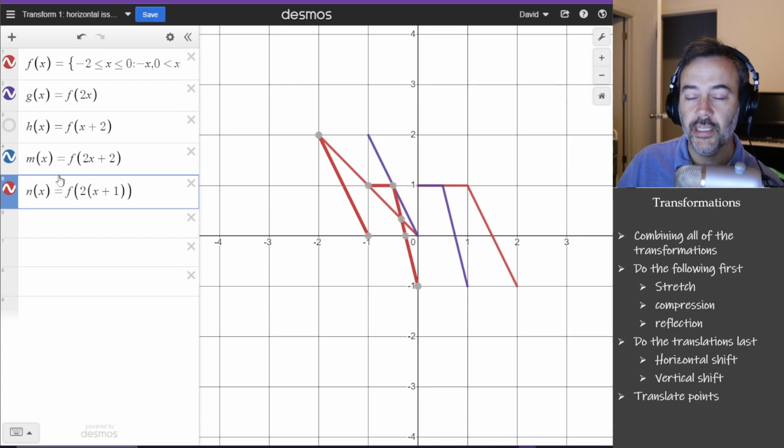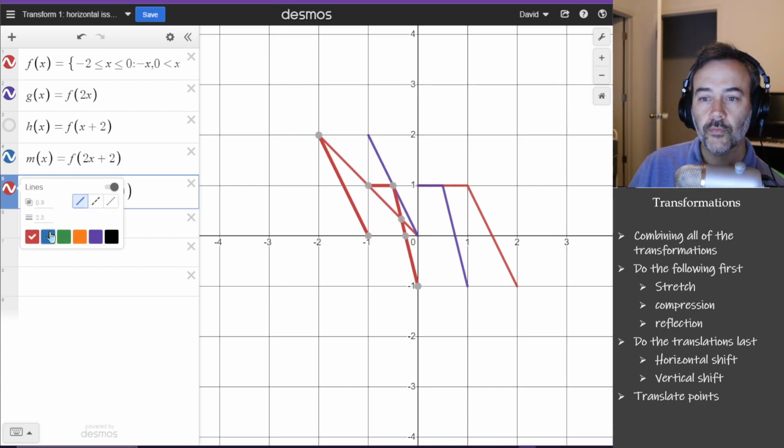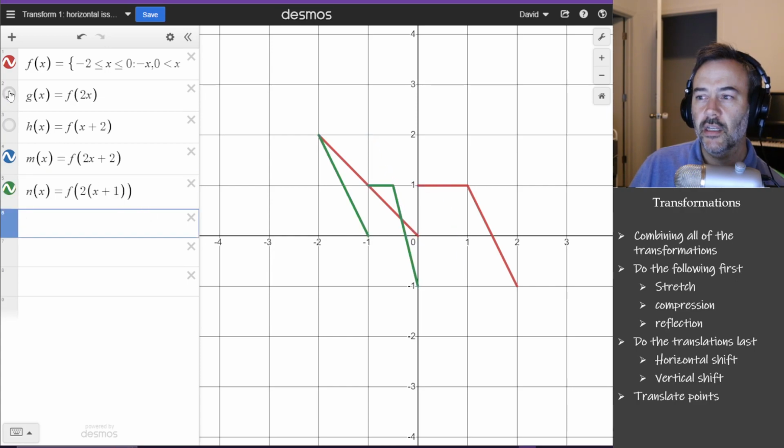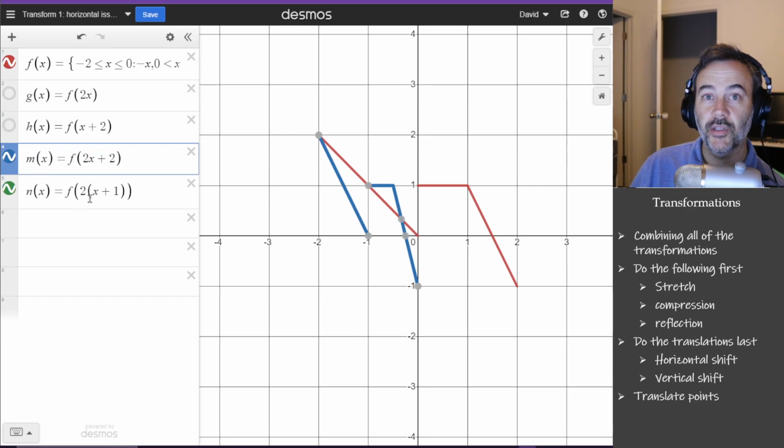And what you will see, I'll make it green, is that green graph is the same as this. And we can now see the transformations completely.